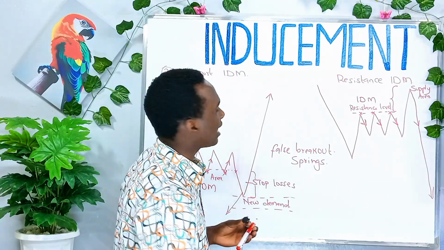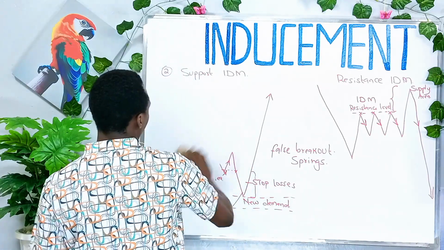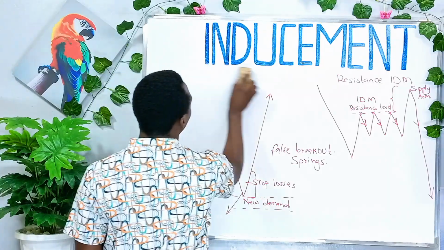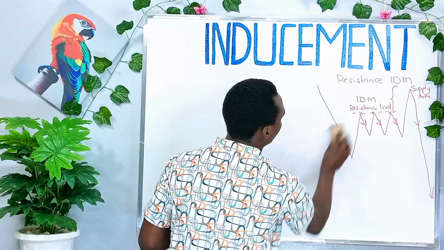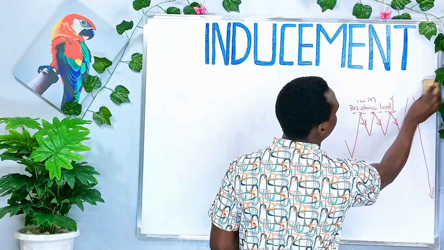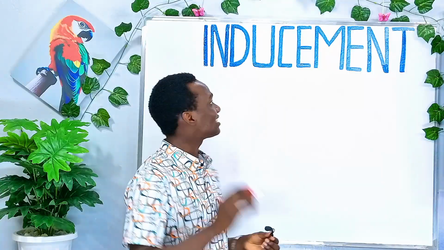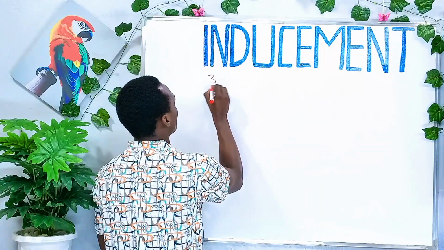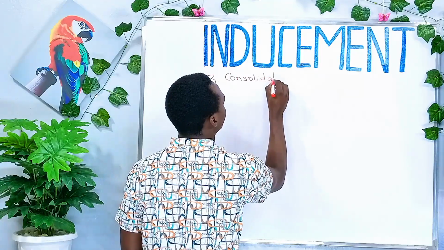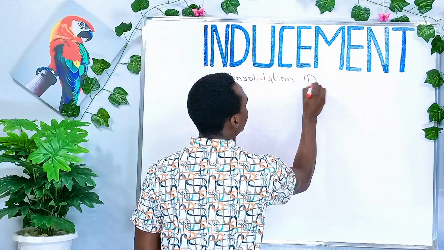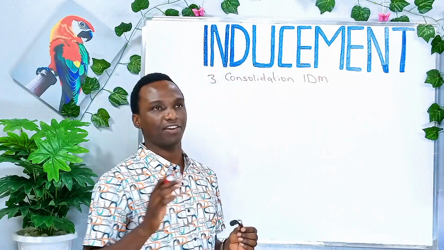So we will wrap this up, as this is the support inducement. Let us go and look at the consolidation inducement. The third type of inducement is what we call the consolidation inducement. These are formed when the support and the resistance are in a range.